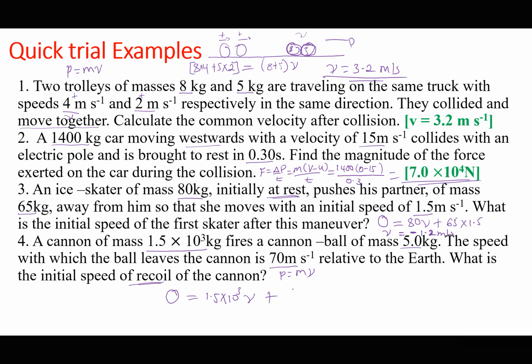For the ball, its mass is 5 times its velocity, which is 70 meters per second. So because this is a recoil, we expect the velocity to be negative. In other words, it moves in the opposite direction to that of the ball. So v is going to be equal to 5 times 70 divided by 1.5 times 10 to the power of 3.